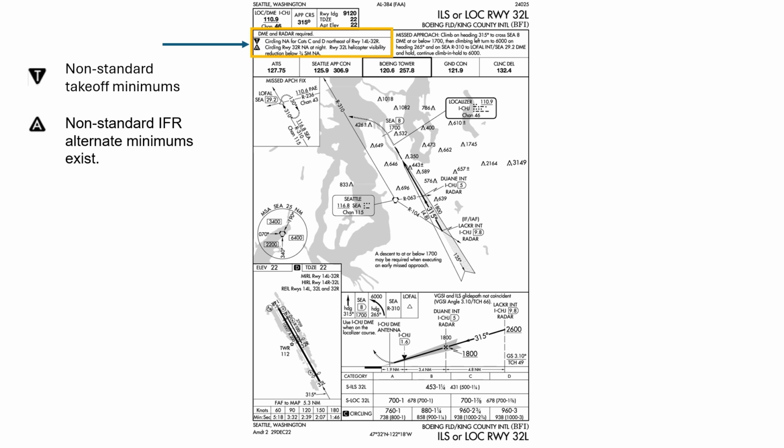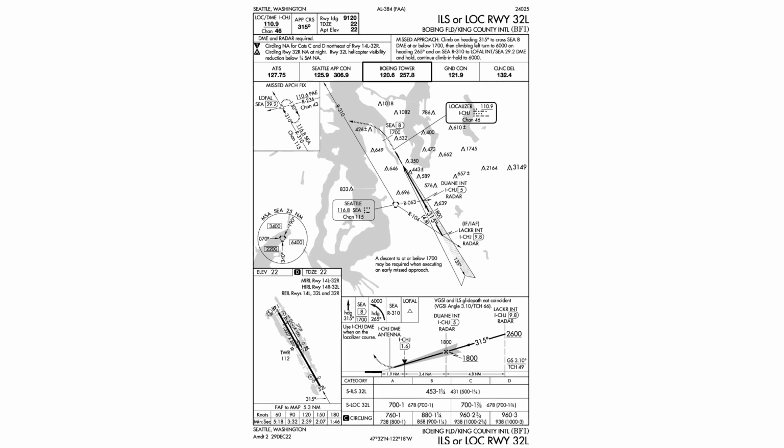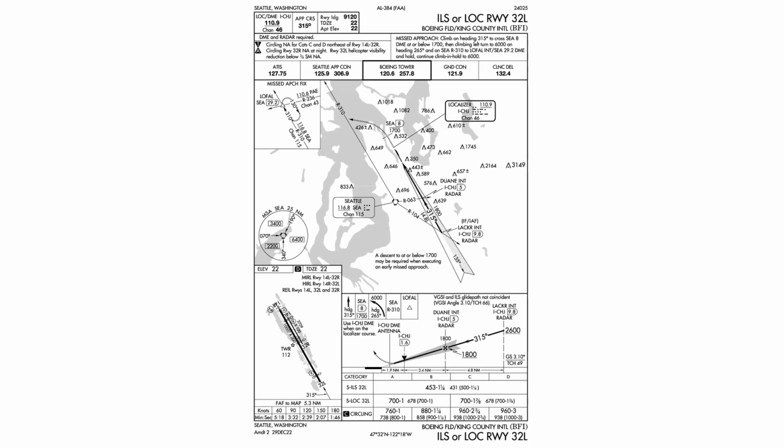The letter T in the upside down triangle indicates that non-standard takeoff minimums exist for this approach. The letter A in the triangle indicates that non-standard IFR minimums exist. All the relevant communication frequencies are included in the communications briefing strip as shown. Typically the ATIS, approach control, tower, ground control, and clearance delivery or Unicom frequencies will be shown in the communications briefing strip.